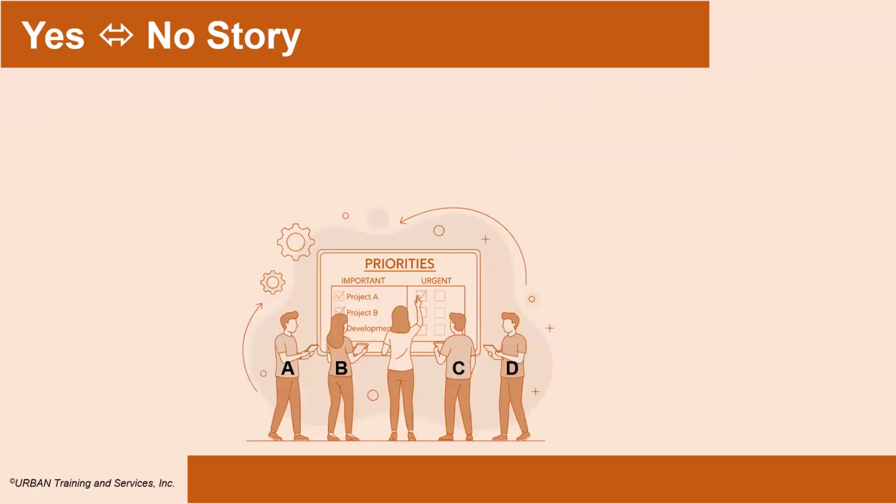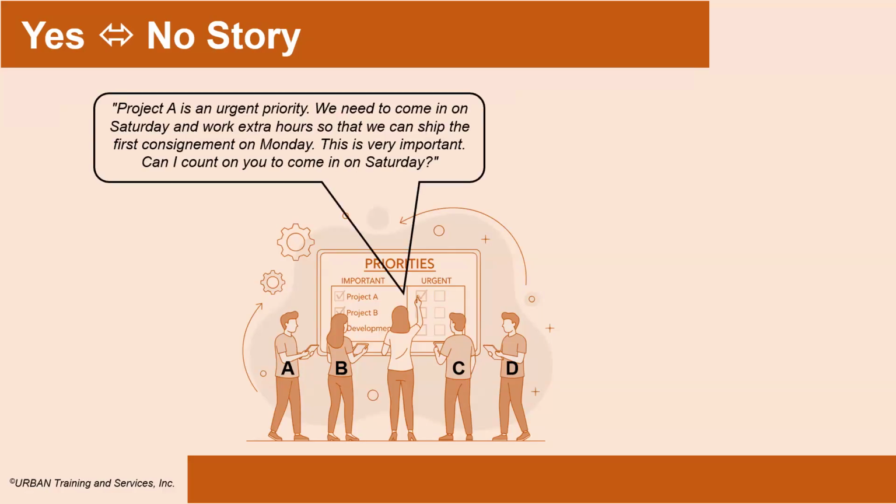Here's our team. The boss is in the middle. She's ticking the box for urgent. Project A is urgent. And she says, Project A is an urgent priority. We need to come in on Saturday and work extra hours so that we can ship the first consignment on Monday. This is very important. Can I count on you to come in on Saturday?